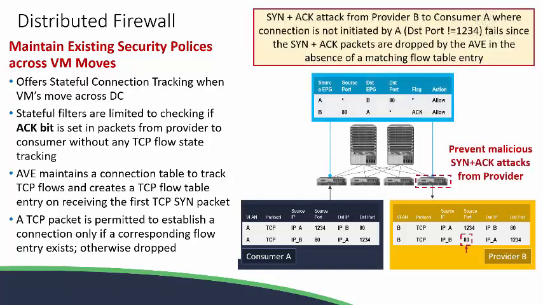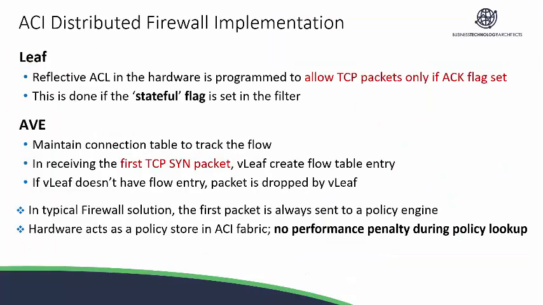A SYN and ACK attack from provider B to consumer A, where the connection is not initiated, fails since the packets are dropped by the AVE in the absence of a matching flow table entry. And here are additional distributed firewall implementations for the leaf and for the AVE.